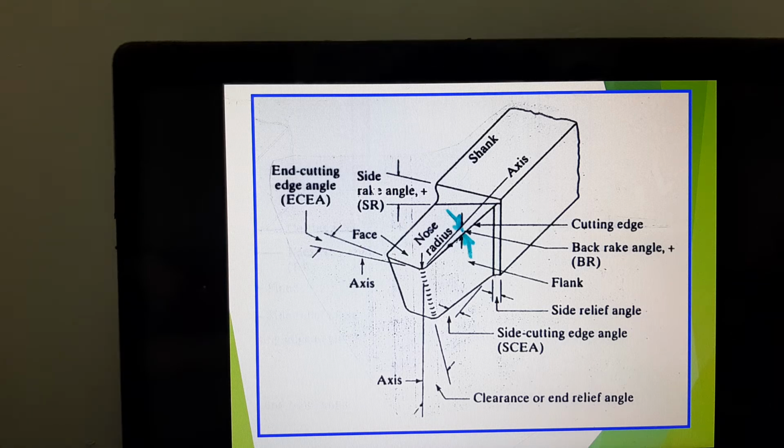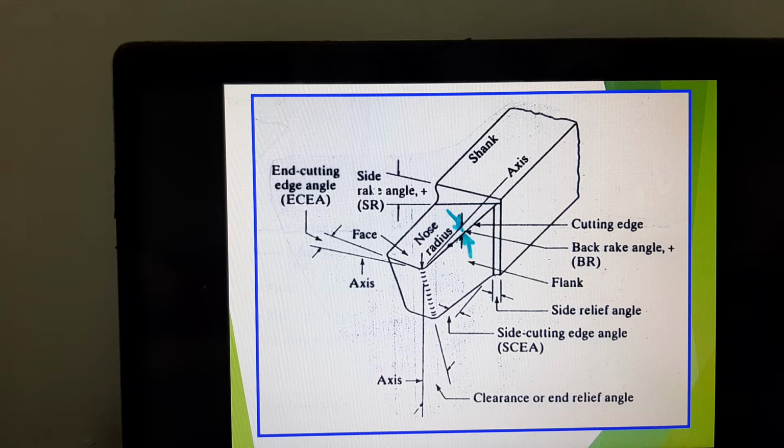Positive back rake angle over here means that when you cut, the chip generated would move away. It will curl and curl and curl and move away from the cutting zone, which is preferred. So when you use coolant, coolant is going to wash away your chips, and therefore your tool is safe.